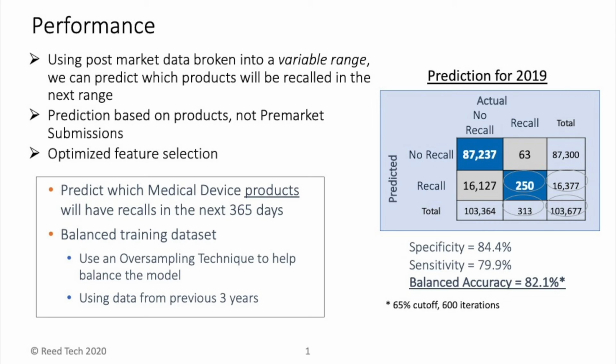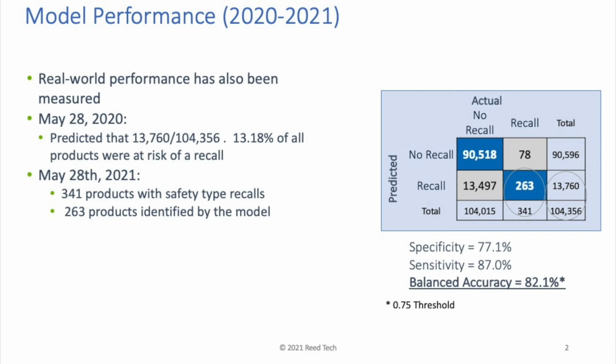So in addition to the back testing, we also were able to look at the real world performance. We did this by looking back at a prediction that we made on May 28th of 2020. On that date, the model predicted that out of over 104,000 products, which we had at that time in our database, 13,760 of them were identified as being at risk. And this represented about 13% of all the products at that time.